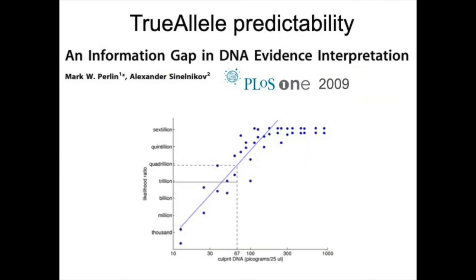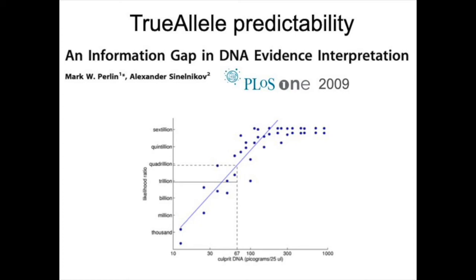One important fact about TrueAllele that has been confirmed in study after study, this one was first published in 2009, the information gap article published in PLOS ONE, is that the TrueAllele results, or in general probabilistic genotyping results, if the models are good, are predictable. There's a straight line. We know that as you increase the amount of DNA for a contributor, on average, the amount of information, the match statistic, will increase.